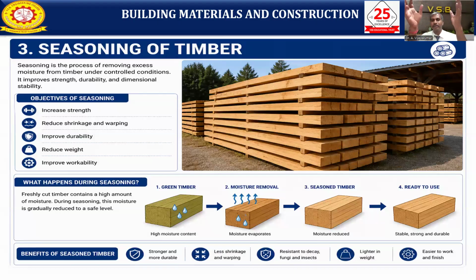We have different types. If we keep it in the atmosphere, the sap will be removed automatically. After that, we need to remove the moisture fully. That is called seasoning of the timber, and we have different types of seasoning. After seasoning, when we use the timber, it will be stable, strong and durable.